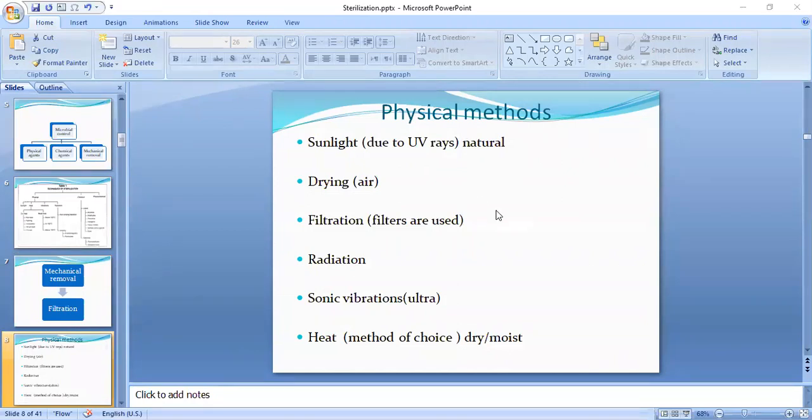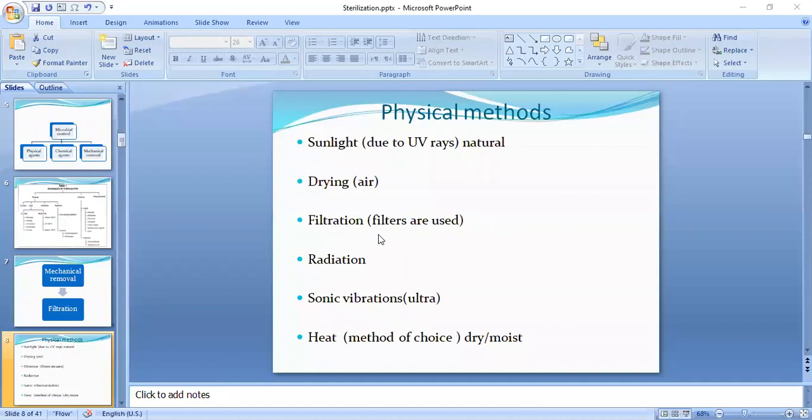Physical methods. The sunlight contains ultraviolet rays, and these ultraviolet rays are bactericidal or bacteriostatic. So it is one of the physical methods. Drying is another method. We air dry things, such as clothes kept exposed to the sunlight, so they are dried.